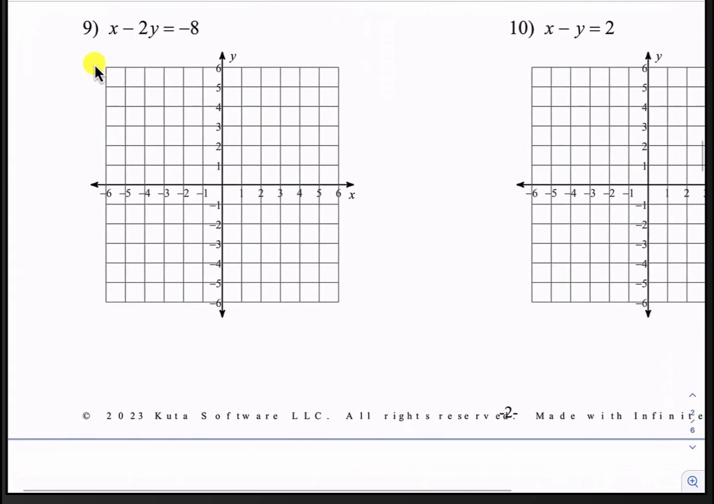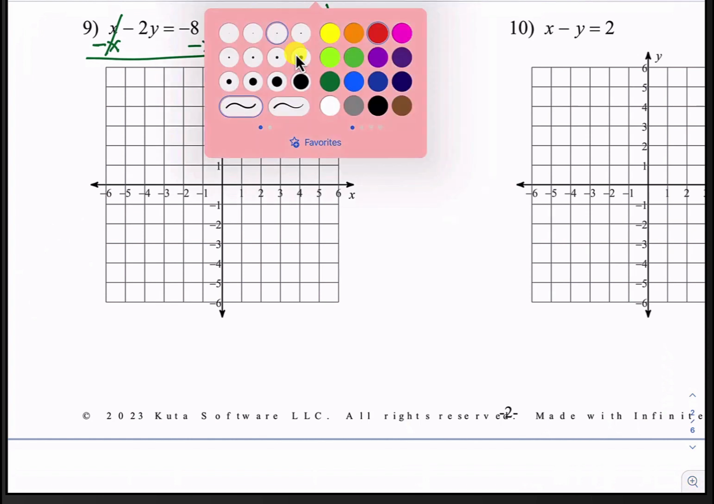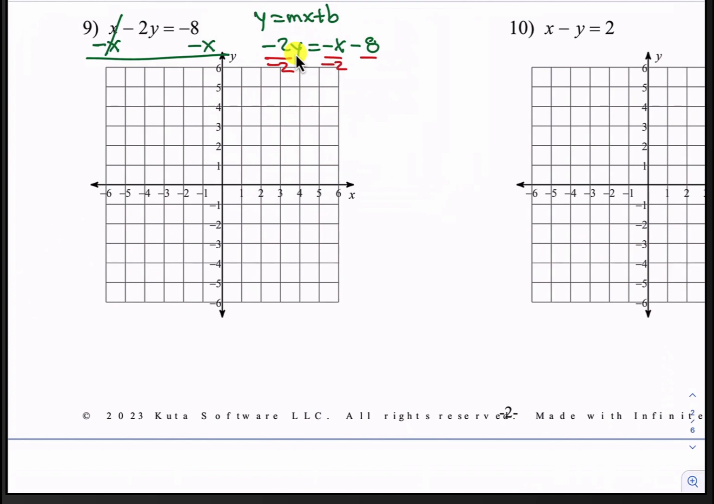Alright, number 9. We want to get it in slope-intercept form so that it looks like this. Let's subtract x from both sides. We get negative 2y equals negative x minus 8. Let's divide by negative 2 everywhere to get y by itself. Those 2's cancel. And we get y equals positive 1/2 x plus 4.